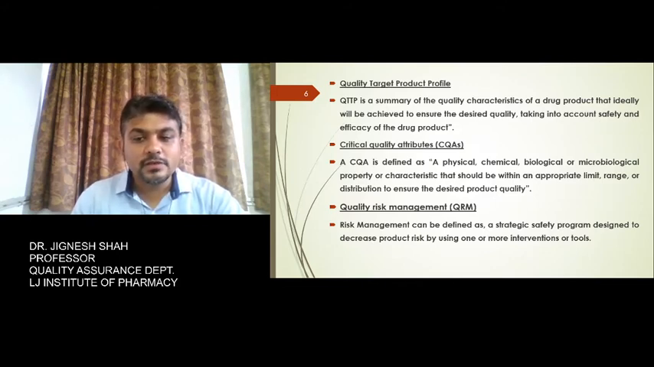Now, moving towards the next key element of QBD, that is quality risk management. Nowadays, it is very much necessary to perform quality risk management. It is also advised by ICH guidelines. Risk management can be defined as a strategic safety product program which has been designed to decrease the product risk by using one or more interventions or one or more tools.